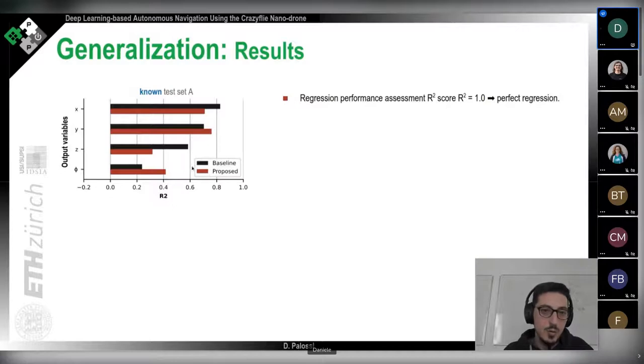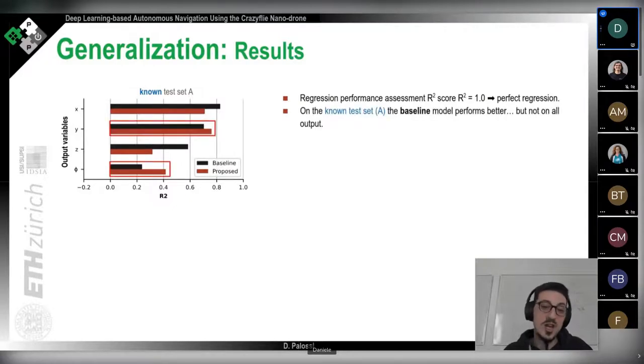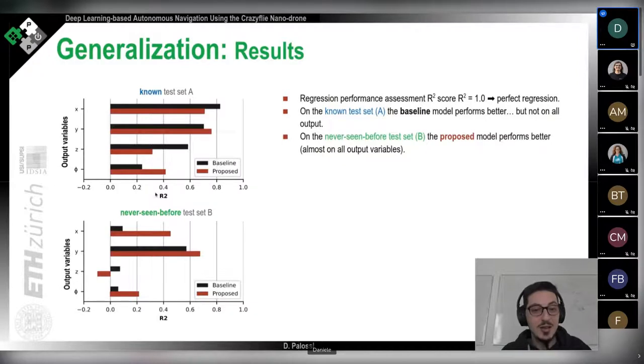The proposed one is sometimes a bit better on some outputs and a bit less accurate on some others. But until now, everything is in check, because this is the comfortable test set. What happened when we changed to the never-seen-before set? Here you can see that the proposed one with the background randomization is performing better on 3 out of 4 output variables.